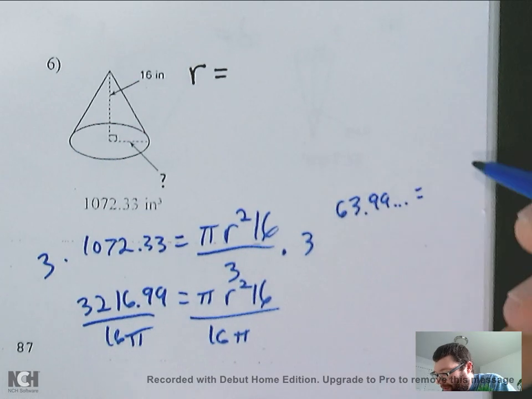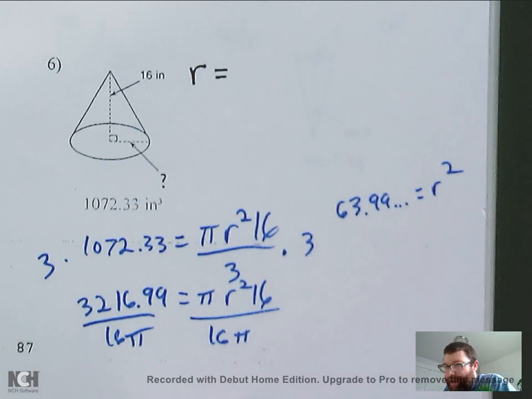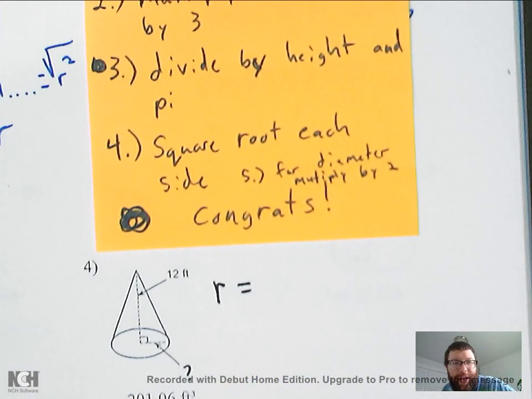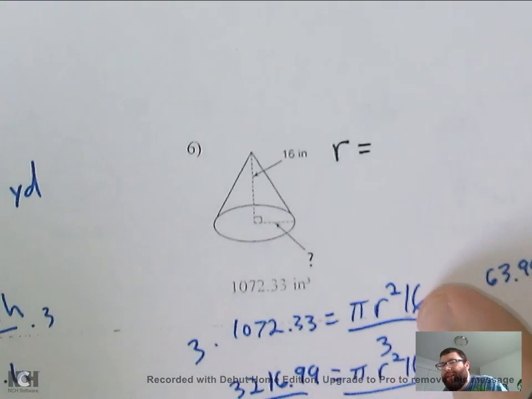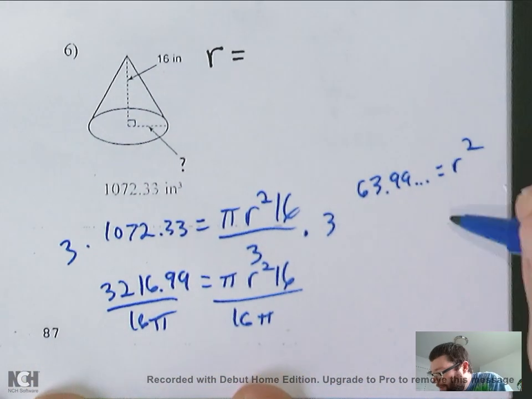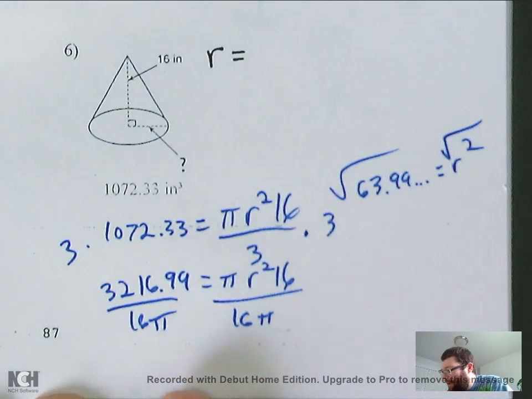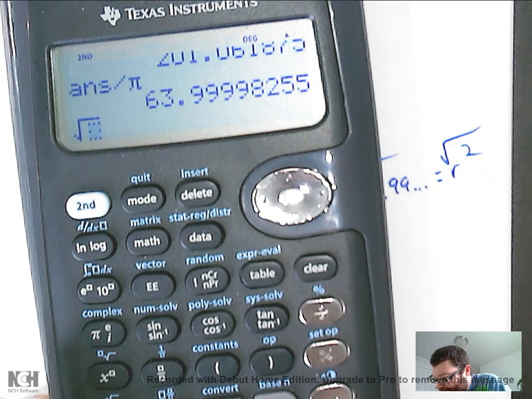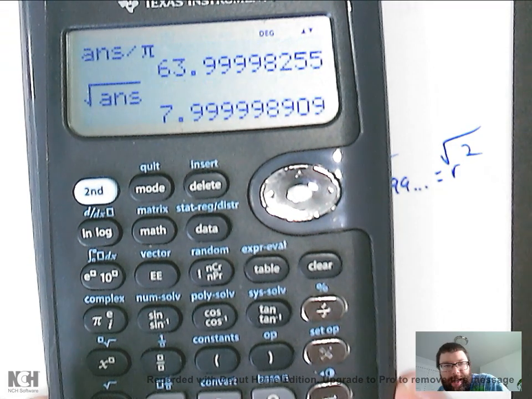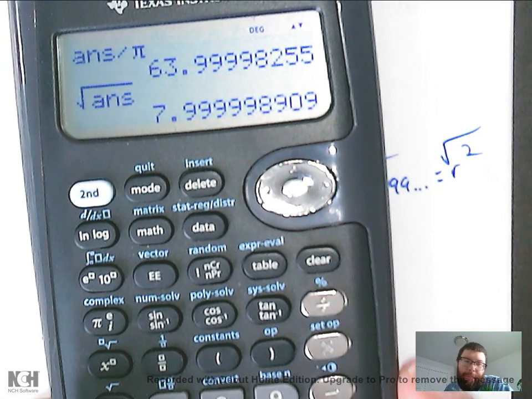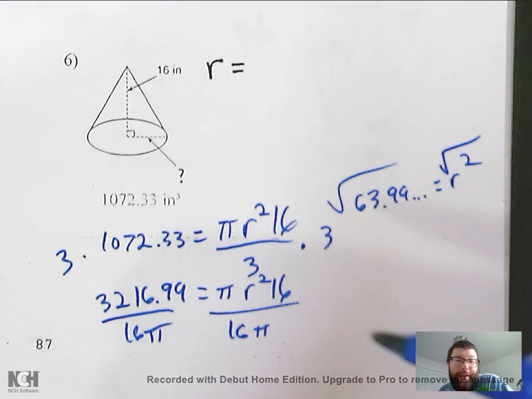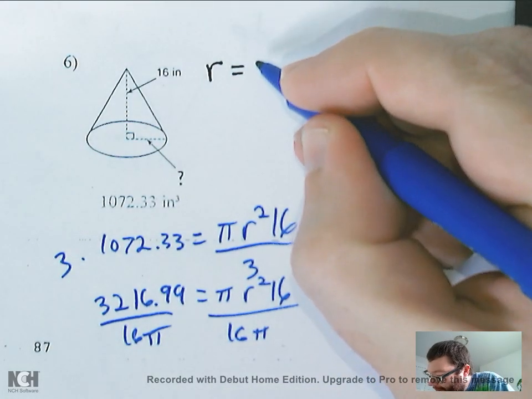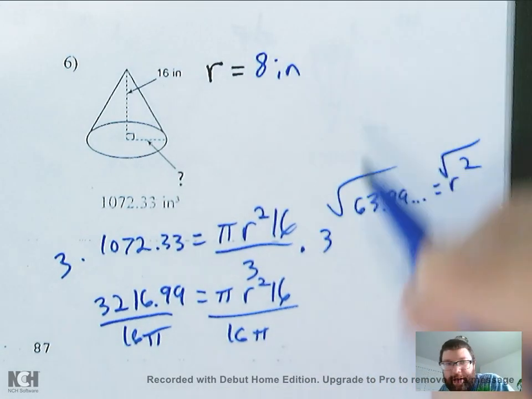63.99 blah, blah, blah is equal to the radius squared. Now at this point, this is where I square root each side. So I've divided by the height and the pi. Now I need to square root each side. Square root my big blah, blah, blah answer. And I get 7.999 blah, blah, blah. Which, again, is going to end up rounding to just a nice even 8 inches when you're done.